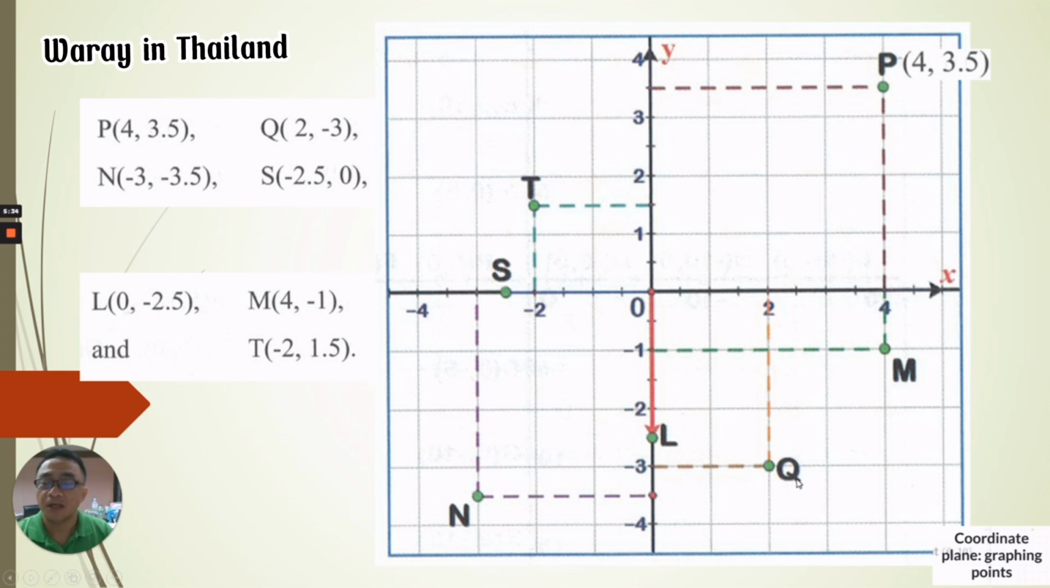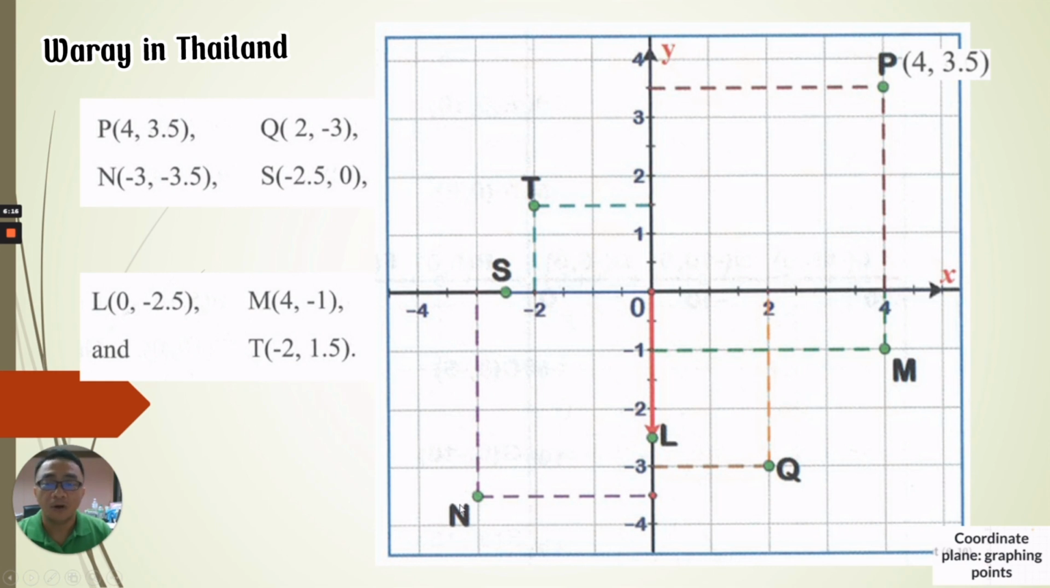Now what if we have point N? Point N we have all negative, right? All negative can be found in the third quadrant. Negative for x, negative for y. So that is in the third quadrant. We have here 1, 2, and 3, so we have here negative 3. And we look for y, which is negative 3.5. So it's going down, 1, 2, 3, and 0.5 is here. So this is 3.5, and they will meet at this point. So this is point N, or the coordinate negative 3 and negative 3.5.